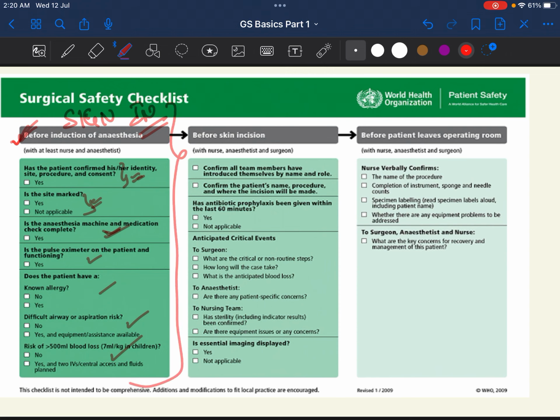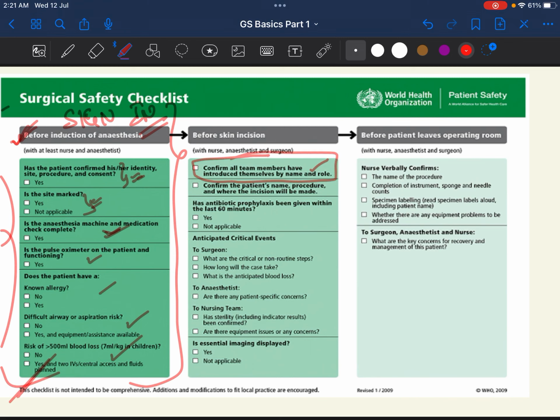So in sign in, these are all the things you should do. After sign in, before giving the skin incision, you should always check some important things with the surgeon, the anesthetist and the nursing staff. Here we are going to anticipate some risks. And before that, you should always know about each and every member of the team.